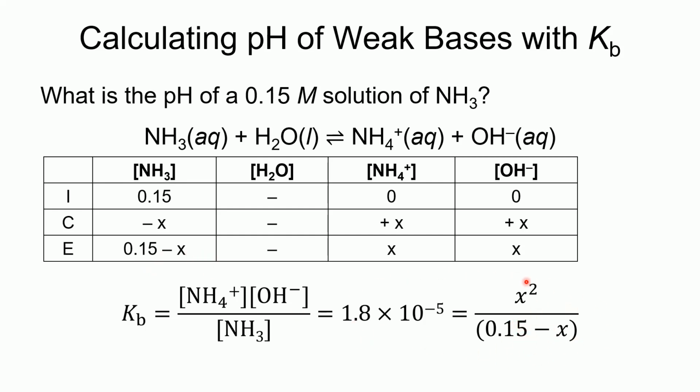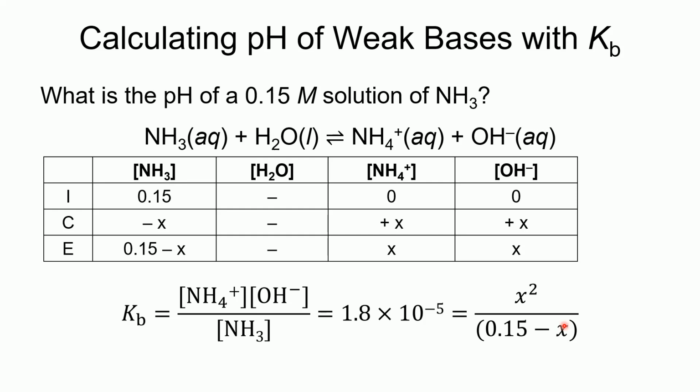So now we have a quadratic equation. And we have the same rule that we had previously: if our concentration is at least 400 times larger than our Kb, in this case, it was Ka when we did acids, but Kb now, then that means it's okay to neglect x. What that 400 does is ensure that x is no bigger than 5% of the 0.15. So we're going to test that.